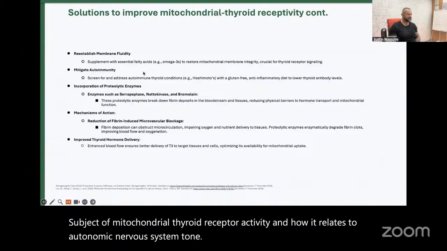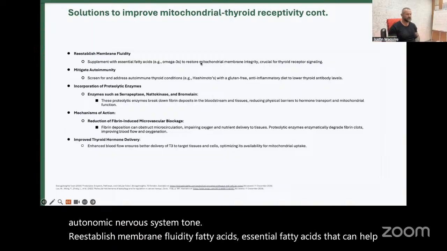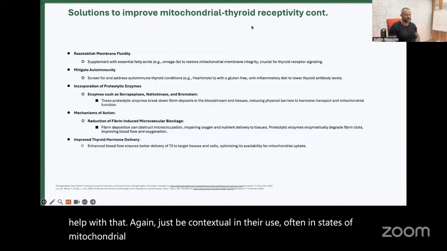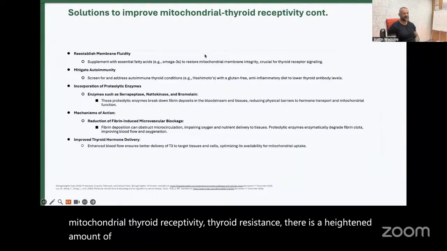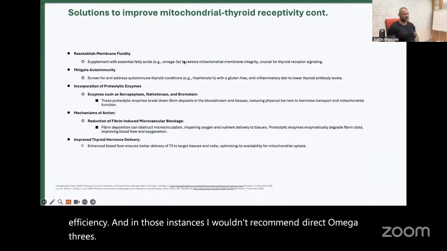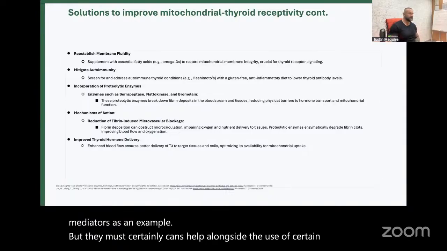Reestablish membrane fluidity. Fatty acids, essential fatty acids, can help with that. Again, just be contextual in their use. Often in states of mitochondrial thyroid receptivity, thyroid resistance, there is a heightened amount of free radicals due to insufficient electron transport chain efficiency. And in those instances, I wouldn't recommend direct omega-3s, but rather the metabolites of omega-3s, like pro-resolving mediators, as an example. But they most certainly can help alongside the use of certain targeted phospholipids, which work really well.